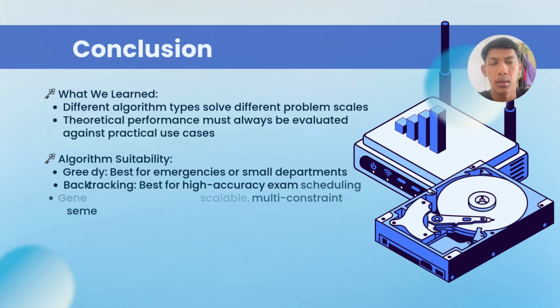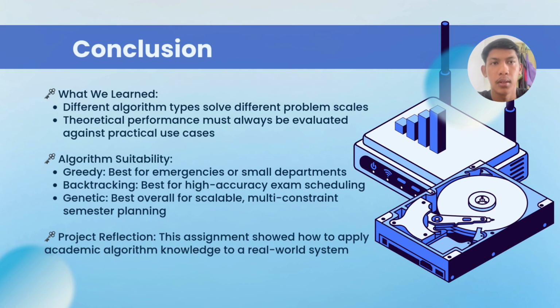So for the conclusion, what we learned: different algorithm types solve different problem scales. We found that some algorithms are better for small problems, and some work better for large and complex situations. Theoretical performance must always be evaluated against practical use cases. Just because an algorithm looks good in theory doesn't mean it will work well in real life, which means we must test it in real-world examples.